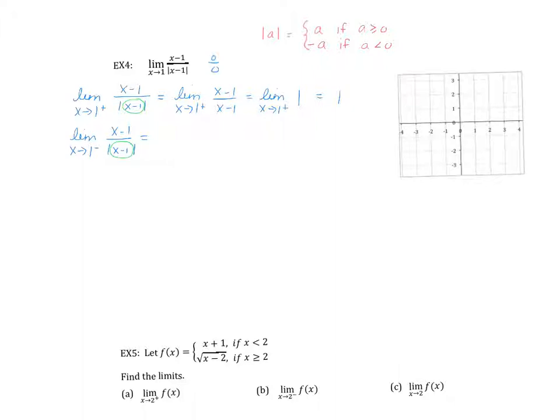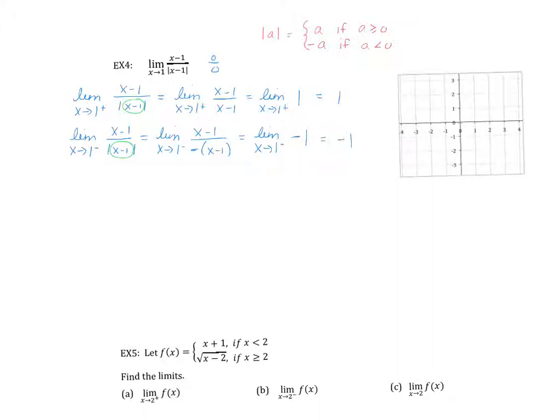So to get rid of the absolute value, I need to take the negative of what's in there. So I'm going to have x minus 1 in the numerator, a negative in parentheses x minus 1. Again, that's still indeterminate. I still can't evaluate this limit until I reduce. So this is just going to be 1 over -1, or -1. So the limit as x goes to 1 from the left of -1 is equal to -1.